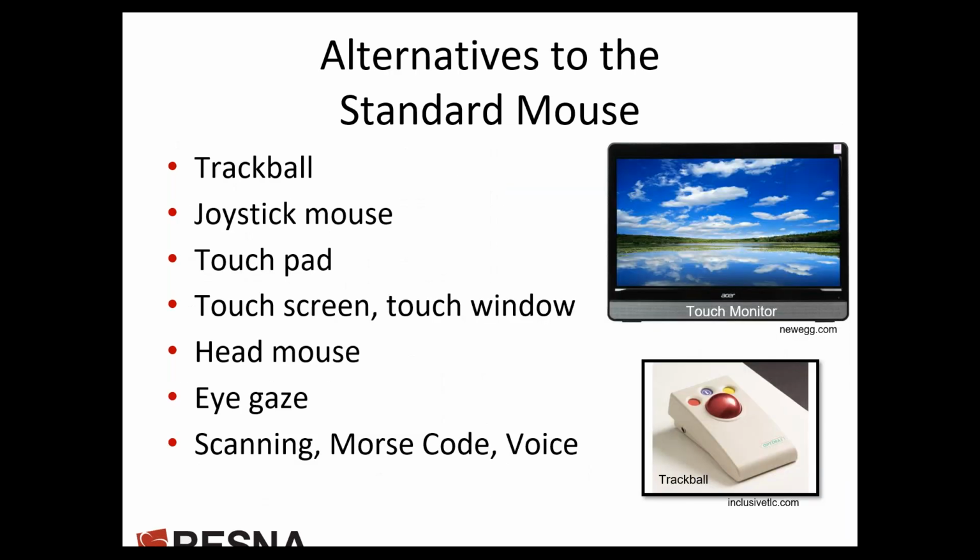All right, so next we have some additional alternatives. Trackballs. You can use a joystick as a mouse, touchpad. So like on your laptop, you have a touchpad. Touch screens are awesome as an alternative to a mouse. A head mouse, and we'll talk about that here in a little bit. Eye gaze obviously is another one, and then scanning, Morse code, and voice. Okay, we just talked about Morse code and we talked about voice.